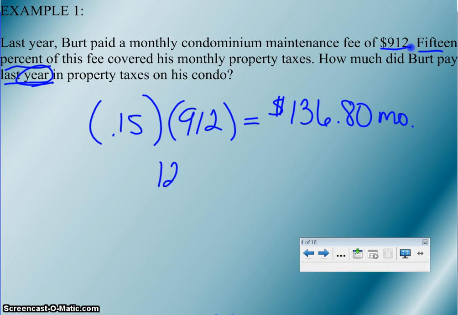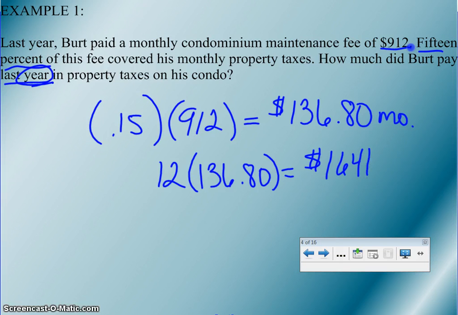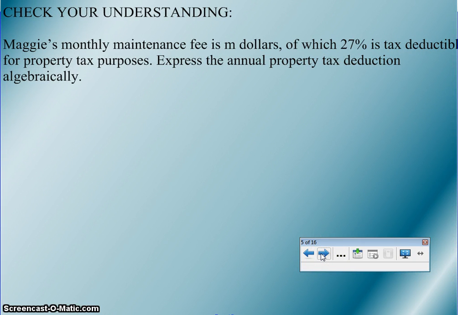But it wants to know a year. There are 12 months in a year. So we're going to need to multiply that $136.80 times 12 to get the yearly amount. And we find that he pays $1,641.60 per year. All right, go ahead and press pause, solve the check your understanding, come back when you're ready.